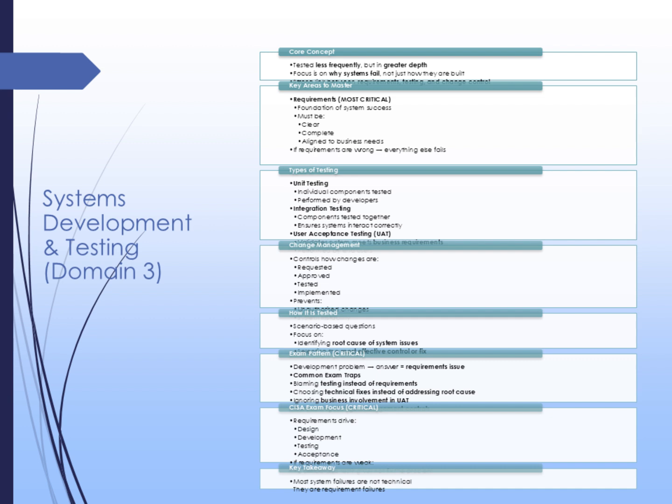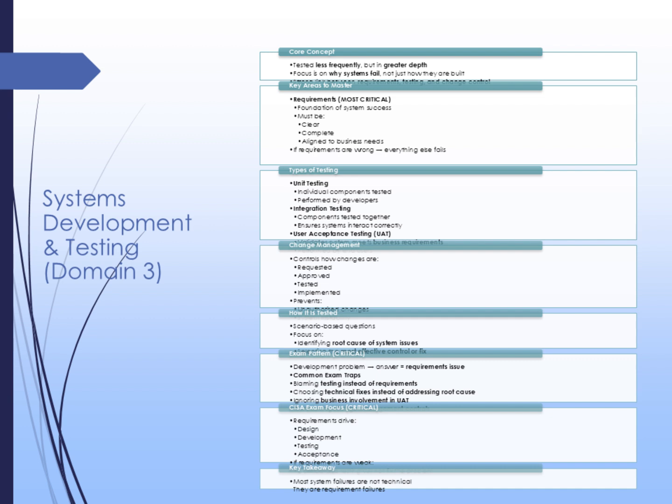Systems development and testing is covered in Domain 3 of the CISA exam. Although this domain carries a lower weighting compared to some of the others, the questions are often tested in greater depth and are heavily focused on judgment and root cause analysis. A major theme throughout this domain is understanding why systems fail, not simply how systems are built.